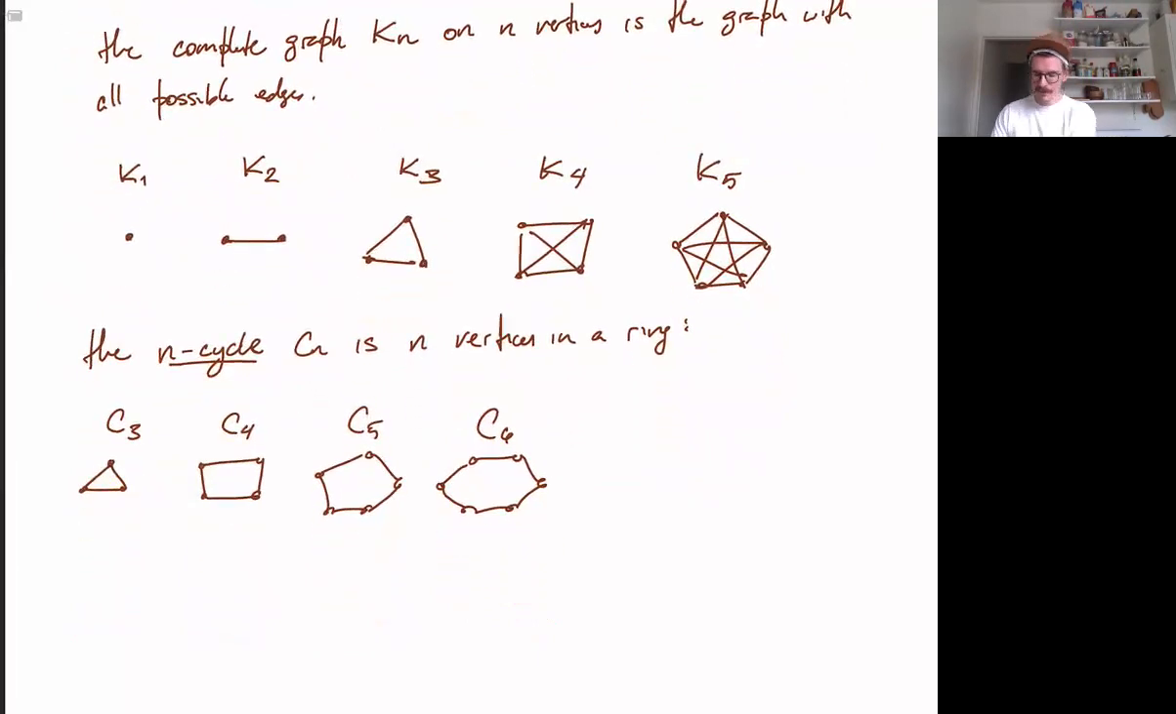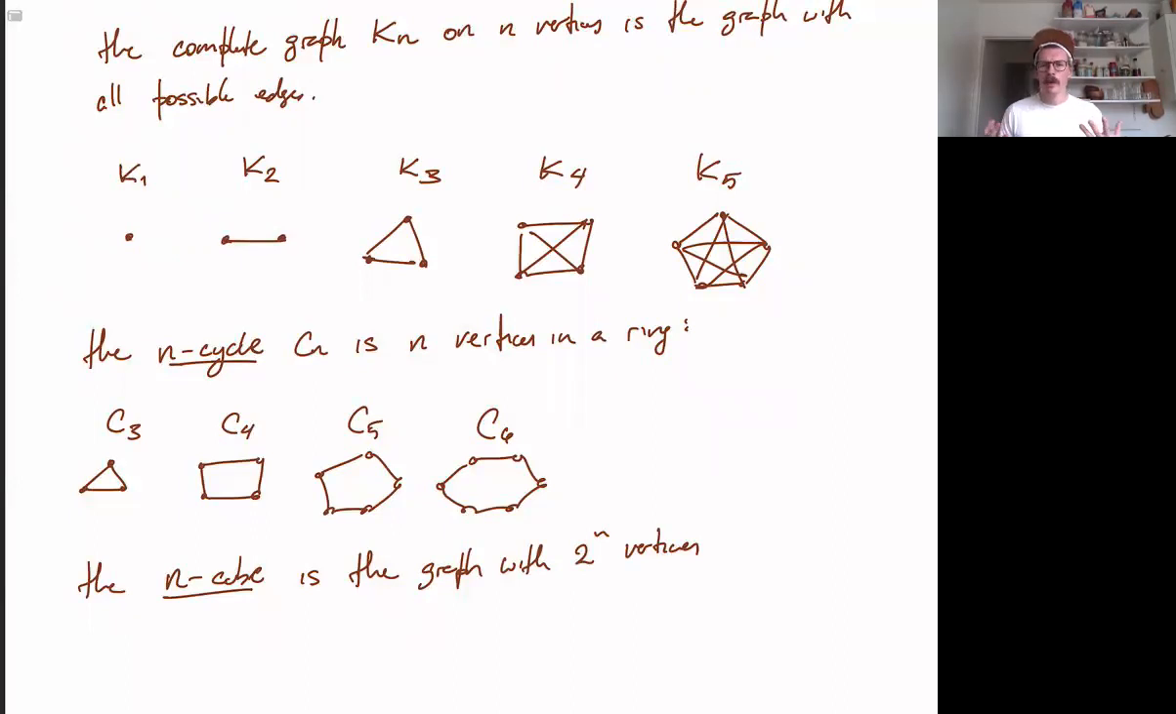Another big class of examples. So yet another one, the n cube, is slightly more complicated. So it's the graph with 2 to the n vertices. You probably know what an n-cube is on some level, but here's one way of writing down precisely what the graph structure is. So it's the graph with 2 to the n vertices corresponding to bit strings.